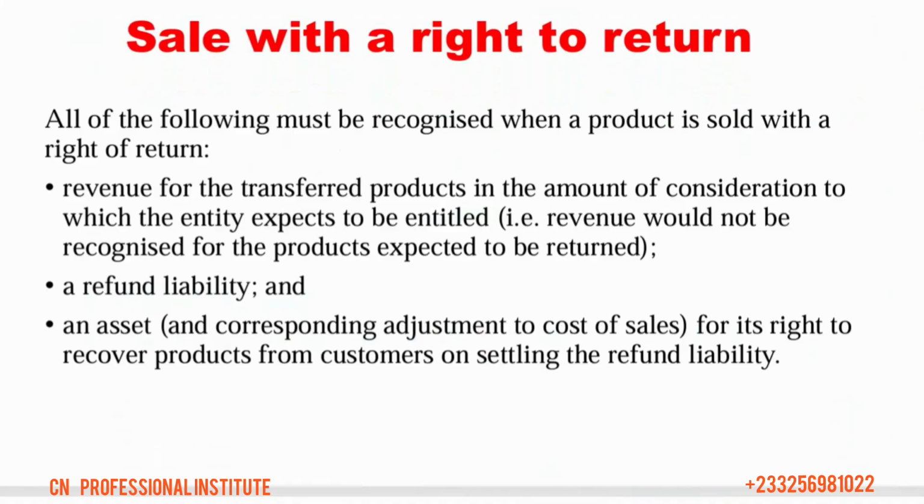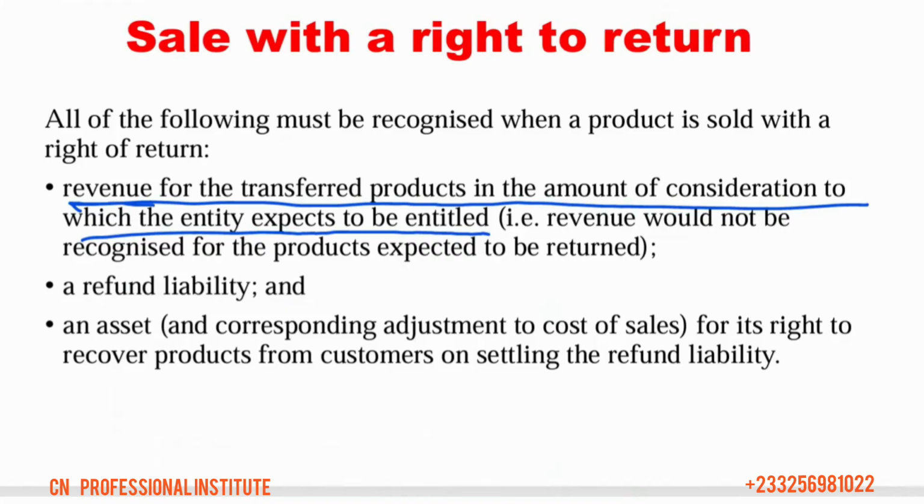All the following must be recognized when the product is sold with the right of return. So you sell to your customers, and then your customers have the right to return, based on certain conditions. Are you following? So it says when the sale is with right to return, these are the things we do. We recognize the following. So we recognize revenue for the transferred product in the amount of consideration to which the entity expects to be entitled. That is, revenue would not be recognized for product expected to be returned. So you only record revenue for the portion that is not expected to be returned.